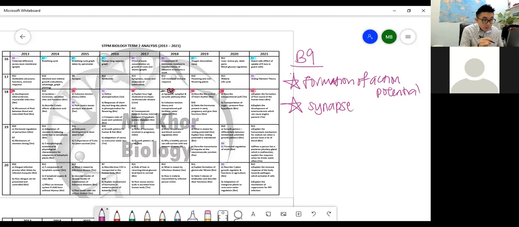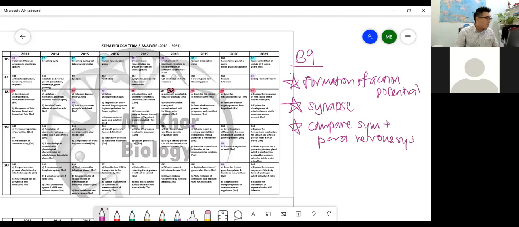Okay, synapse. Sliding filament came out last round. They can also ask you to compare. Guys, compare sympathetic and parasympathetic nervous system. Okay, compare sympathetic, parasympathetic.